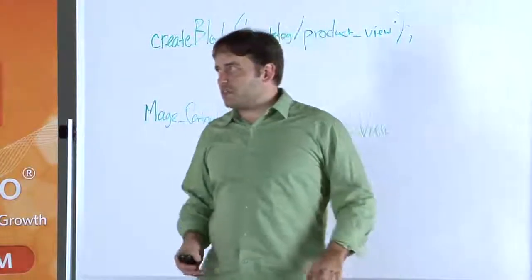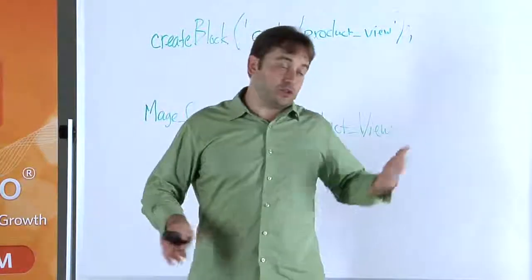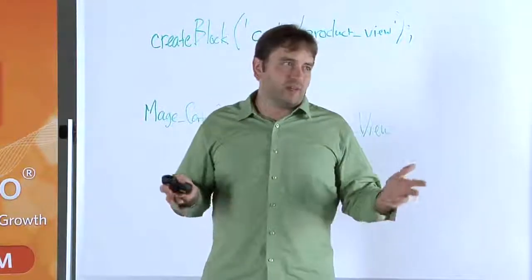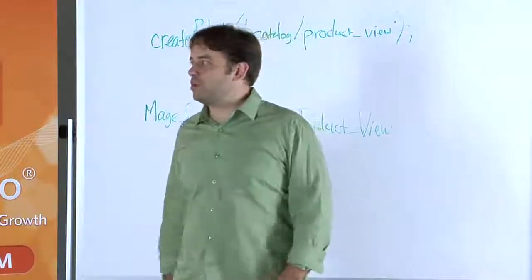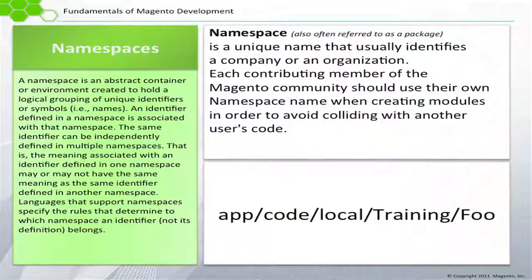And what that does is it keeps us from installing a module. It should keep us from installing a module and overwriting anything. Yeah, pretty simple concept. So here, the namespace would be training, and the module would be foo. It's a very important module. It's foo.